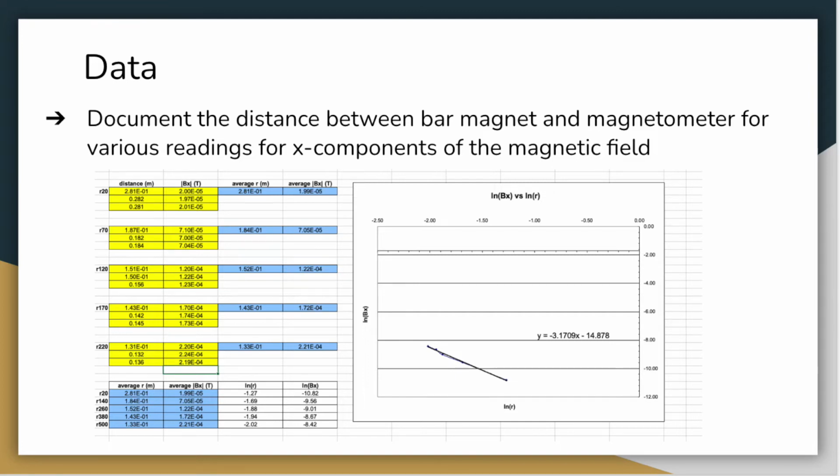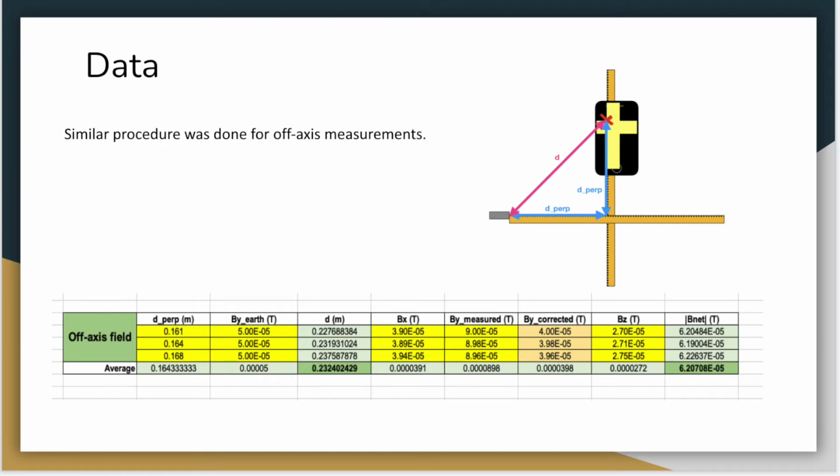From this, we're able to create a relationship which gives us the equation that we can use to calculate the distance dependence. You also want to take off-axis measurements, where you set the magnetometer an equal x and y distance away from the bar magnet and measure the x, y, and z components of the magnetic field. You also have to adjust the y component using the y component of the magnetic field due to Earth at your location. This gives us a net magnetic field of 6.2 e to the negative 5 Tesla.